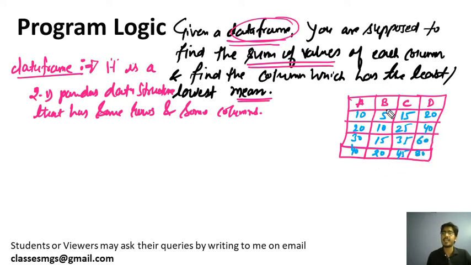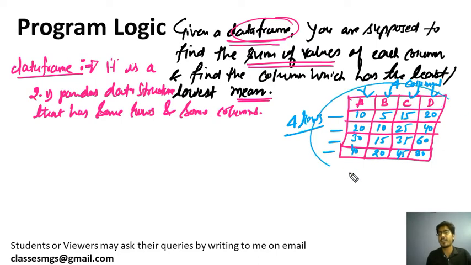These are known as rows, so it has 4 rows, and it has 4 columns, so these are known as columns. So it has 4 rows and 4 columns. This structure is known as a data frame, because it has rows and columns. Generally it is known as a two-dimensional structure. What is the sum? Sum is basically adding all the values.